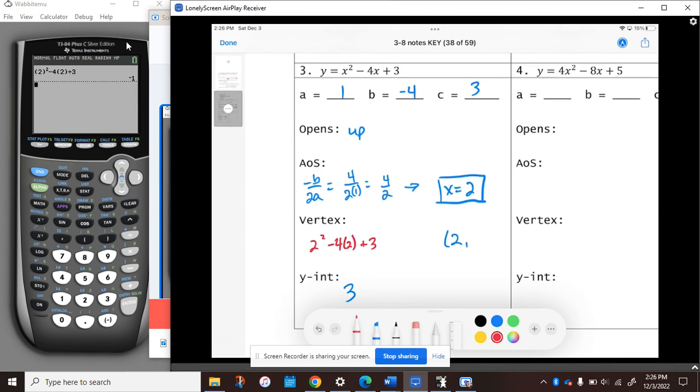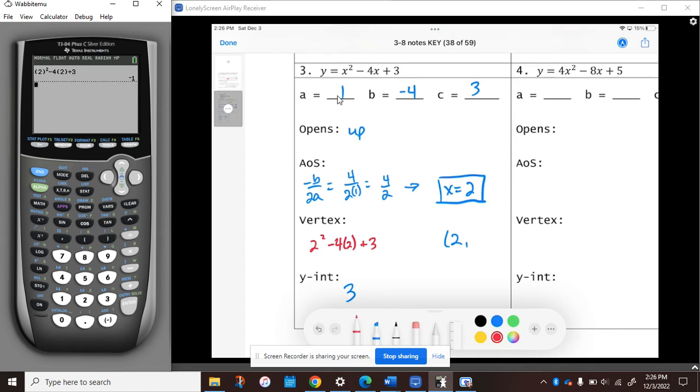All right, here's what I got as my answers. I got my A, B, and C listed off right there. With C equals 3, we know what our y-intercept is. With A being positive, we know that this parabola opens upward. I got my axis of symmetry with -b over 2a. Well, b was already -4, right? So -b turns into positive 4. You plug in 2a, all we end up with is 4 over 2, which is positive 2.